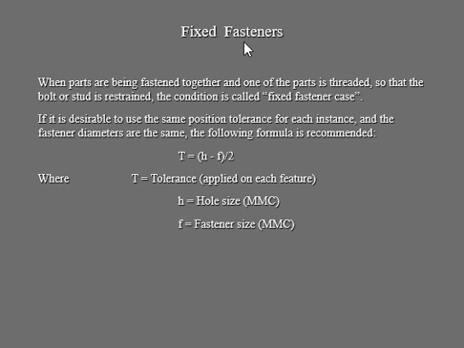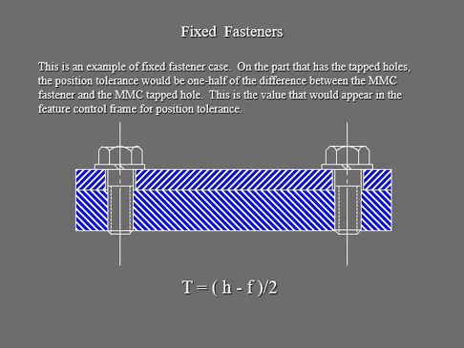Here is another formula. This one is for the fixed fastener. When your parts are being fastened together and one of the parts is threaded, the bolt or stud is going to be restrained, and that condition we call a fixed fastener case. Meaning your fastener, in this case the bolt, is fixed to the part. We calculate the same tolerance, but this time you minus it and then divide it by 2 for the fixed, because one of them is threaded. So we take it down to half compared to the floating.